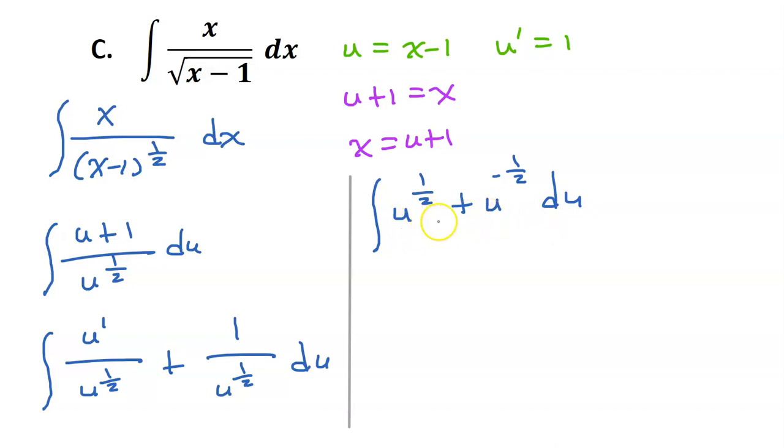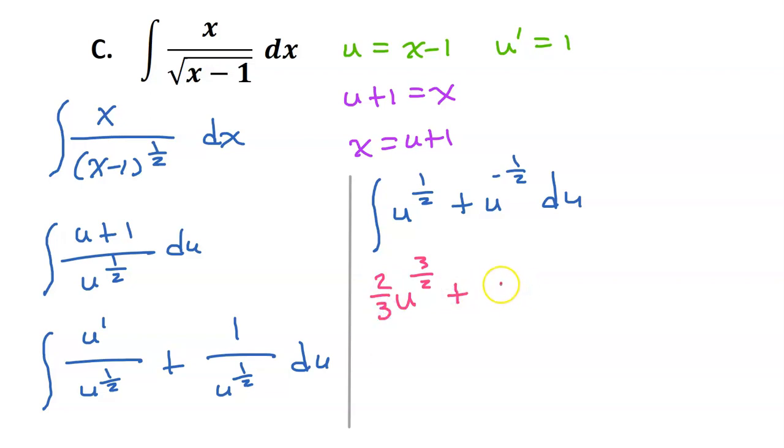We should be able to integrate this term by term. So let's start by bringing down a u. I need to increase this power by 1. So I'm adding 2 over 2, so that'll be 3 over 2. I need to divide by 3 over 2, which is the same thing as multiplying by 2/3.